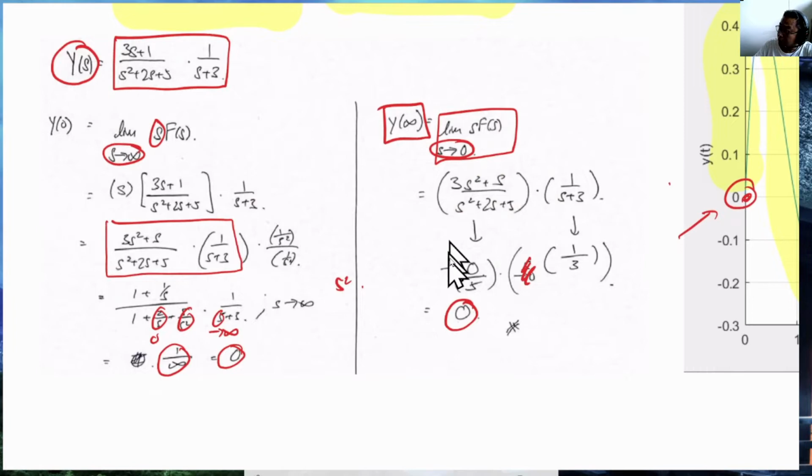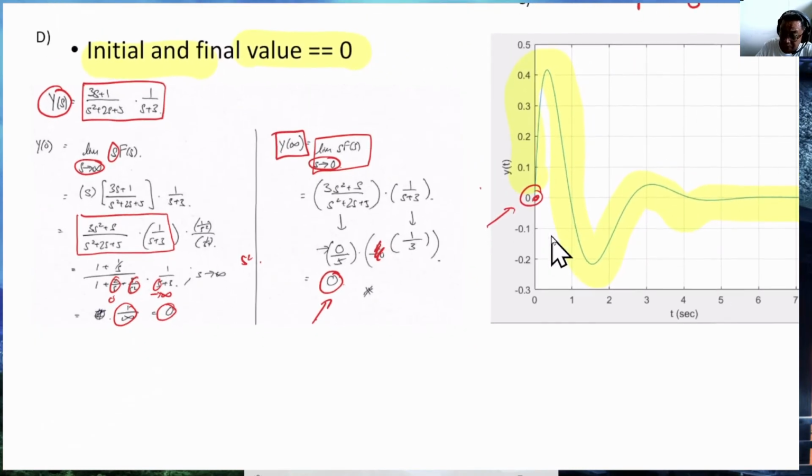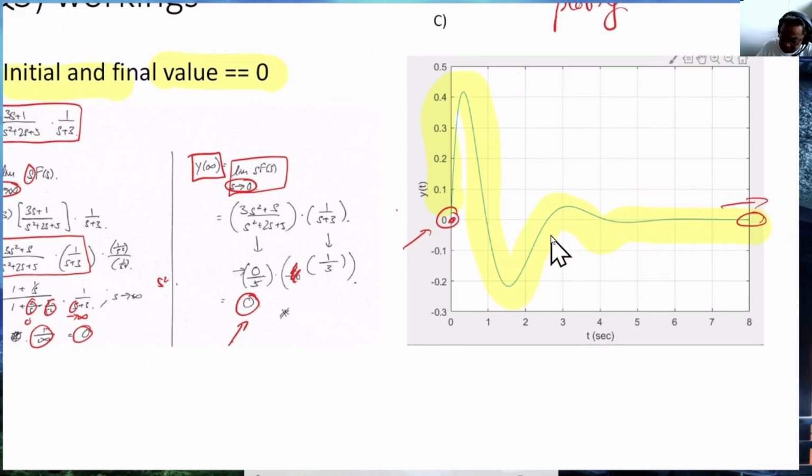So again, I repeat, the numerator goes to 0 times anything on the right hand side. Since the numerator is equal to 0, the whole expression goes to 0. So the final value theorem tells us that y(infinity) is 0, and this agrees with our plot.